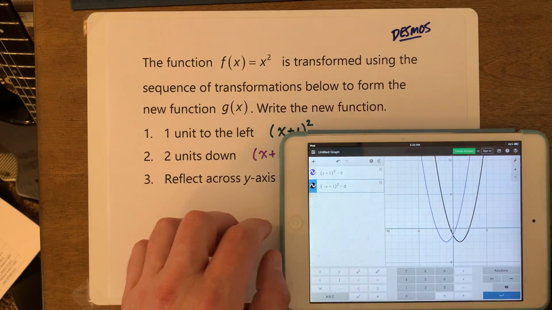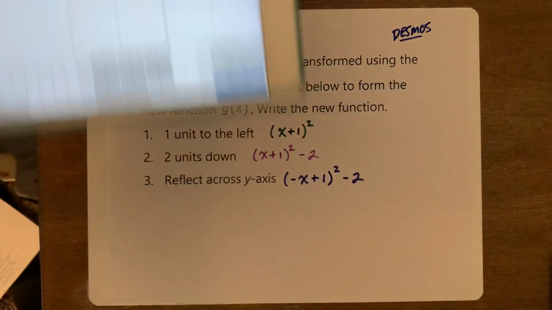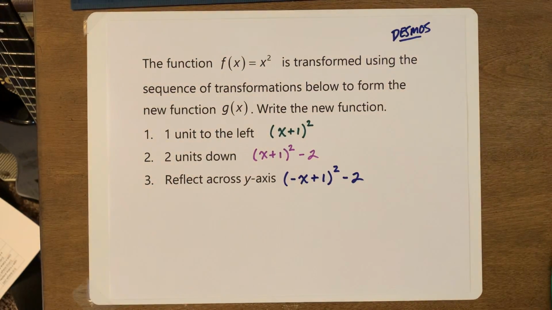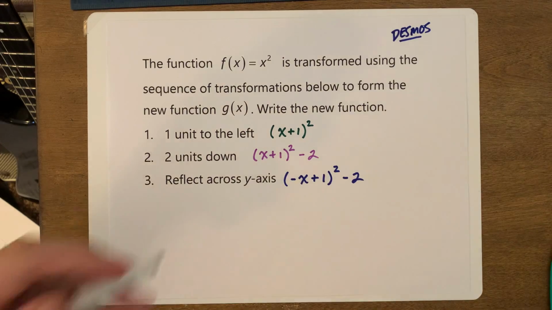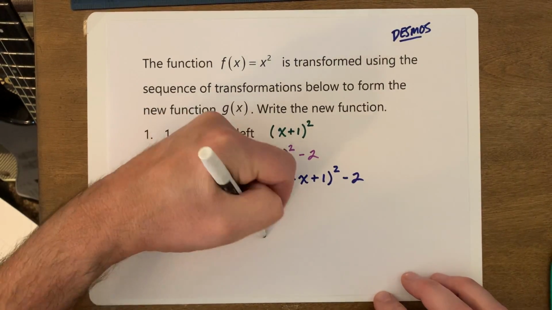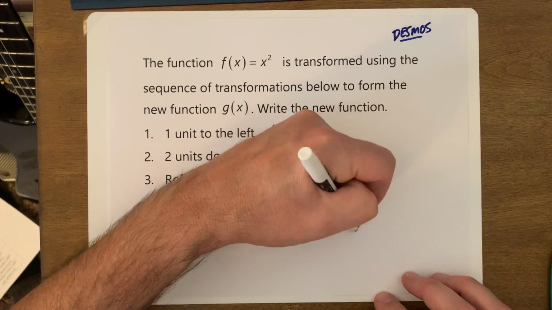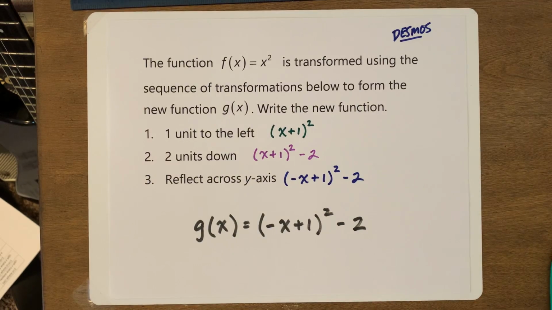So using Desmos, we verified that all of our steps are correct, and now we can go ahead and officially write g of x is equal to negative x plus 1 squared minus 2, and we would expect to get full credit from that.